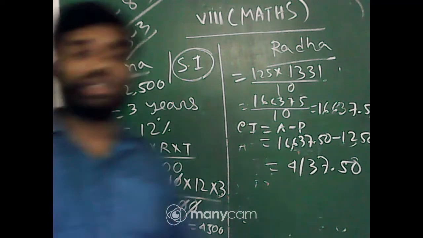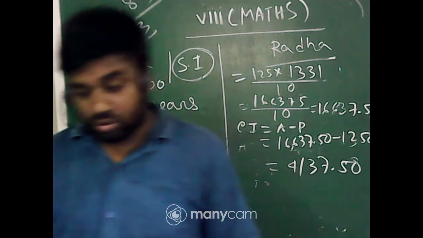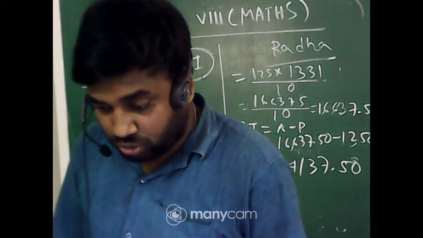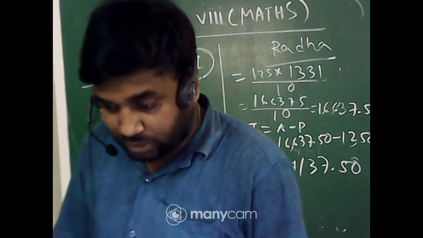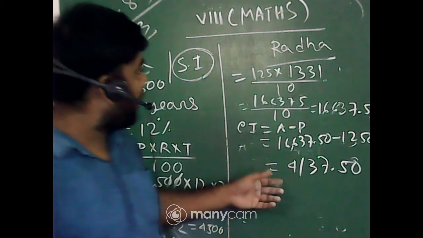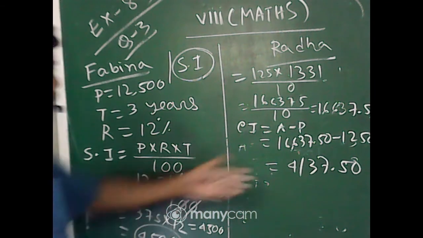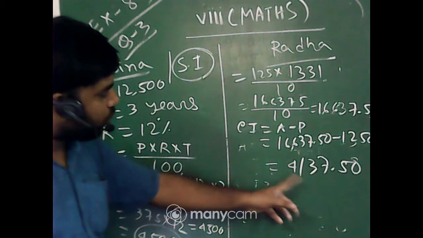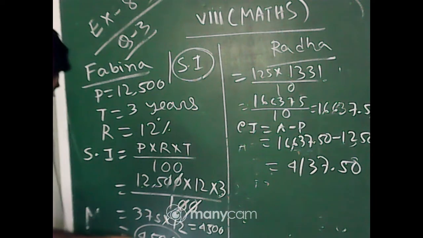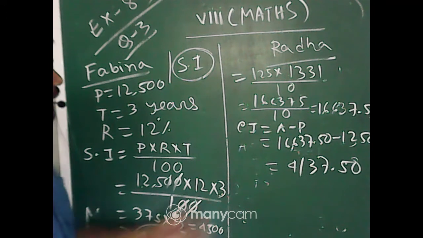Now our question is, who has to pay more? Radha has to pay interest of 4137.50 and Favina 4500. So Favina has to pay more interest than Radha.